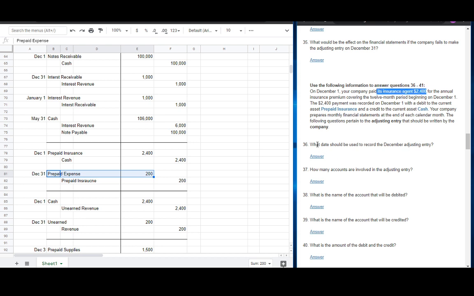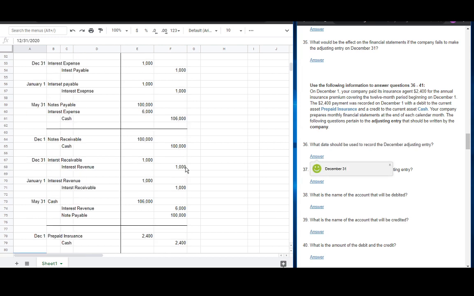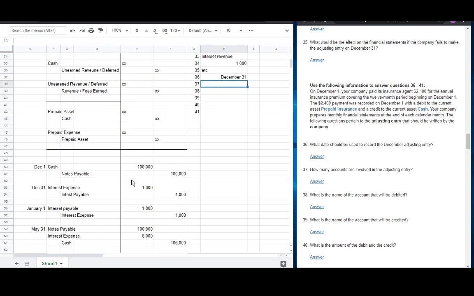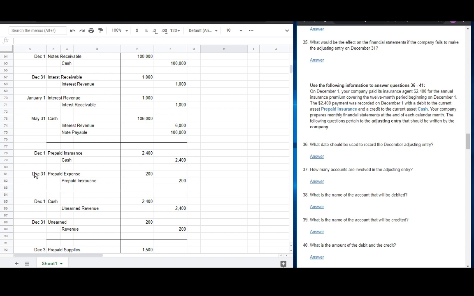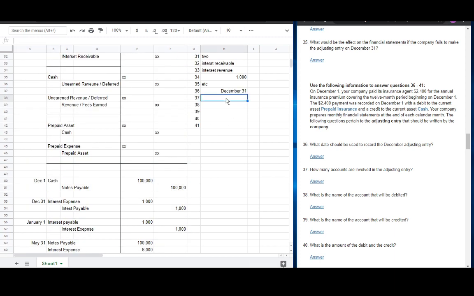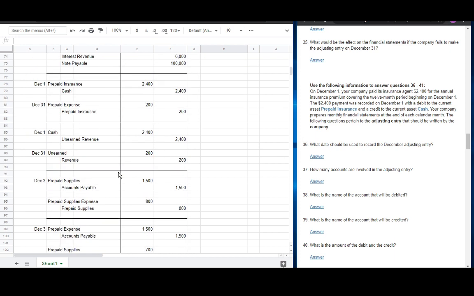And so what date should the adjusting entry be done? It's December 31, and every calendar year or every fiscal year. Number 37, how many accounts are involved in the adjusting entry? Here we can see it involves two accounts. And number 38, what is the name of the account that will be debited? We debit supplies expense and we credit prepaid supplies.